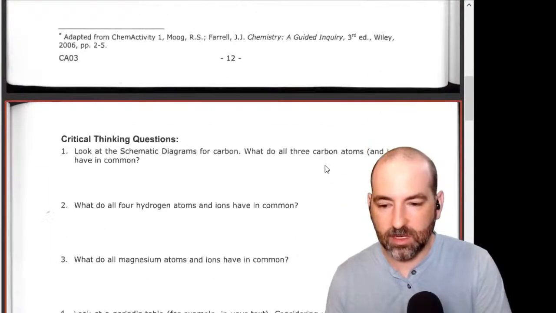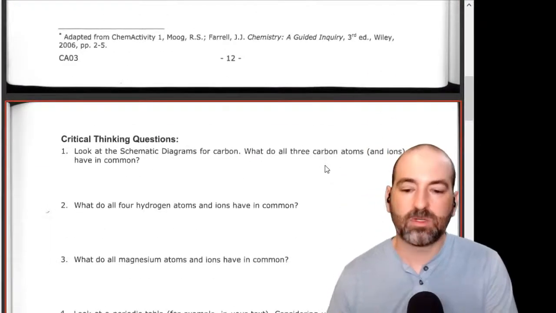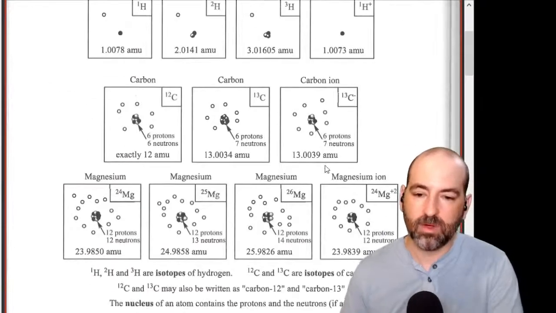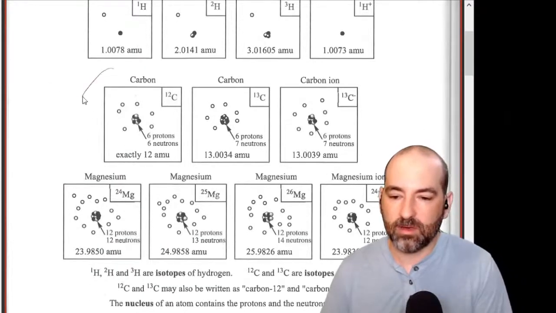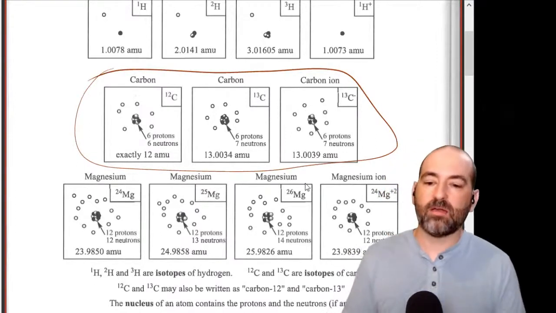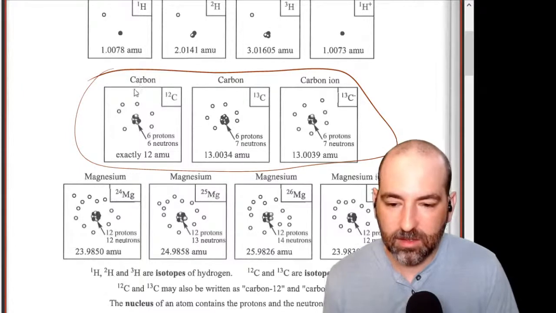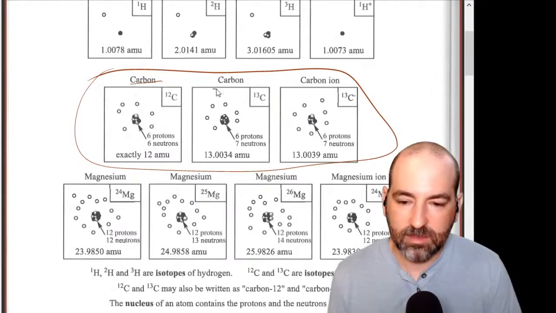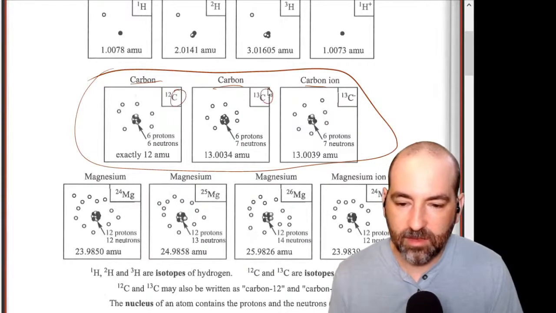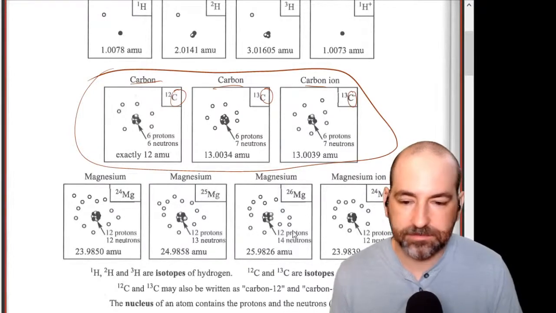Right? So it says, look at schematic diagrams for carbon. What do all 3 carbon atoms and ions have in common? So we're going to look at this middle row of these 3 carbon atoms first. And we're going to say, okay, what do they all have in common? Well, they're all called carbon. That's something. They all have a C in their symbol.